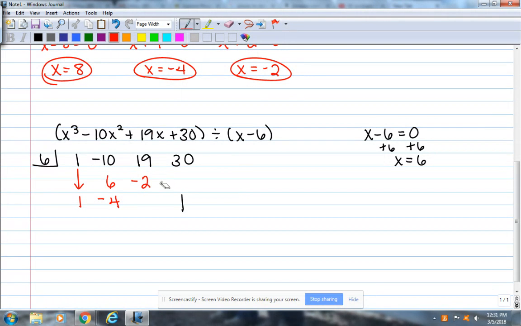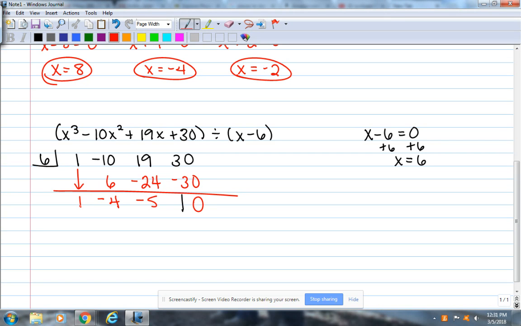I'm completely tearing up this problem. It's okay. We all make mistakes. So 19 minus 24 is negative 5. And then multiply times the corner. 6 times negative 5 is negative 30. And 30 minus 30 equals 0.